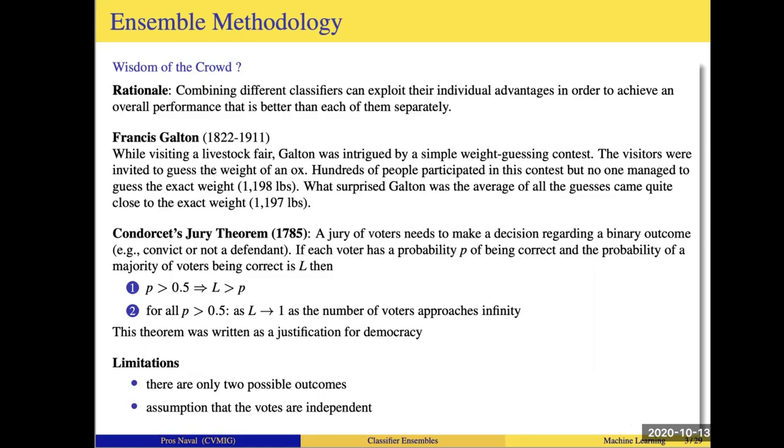So again, the rationale for putting together different classifiers is so that we can exploit their individual advantages in order to achieve an overall performance that is better than each of the different classifiers considered separately. So, is there wisdom? Is there really such a thing as wisdom of the crowd?